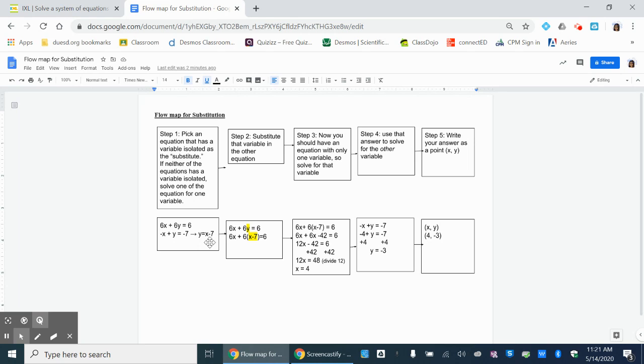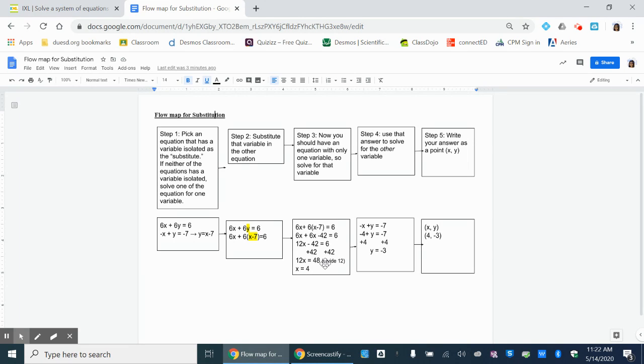Then if you remember, since y equals all of this, x minus 7, the x minus 7 is going to be my substitute for y. So substitute that variable in the other equation. So I substituted y into the other equation, which was the first one. Now you should have an equation with only one variable, so solve for that variable. So once I replaced y, now I only had an equation with x. So then I had to do a little bit of the math on page 14 and list the steps so I could solve for that variable.